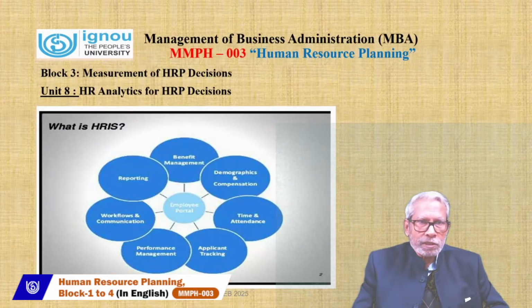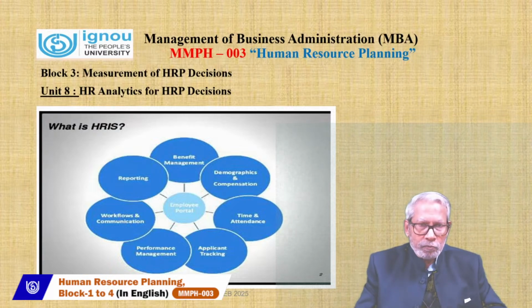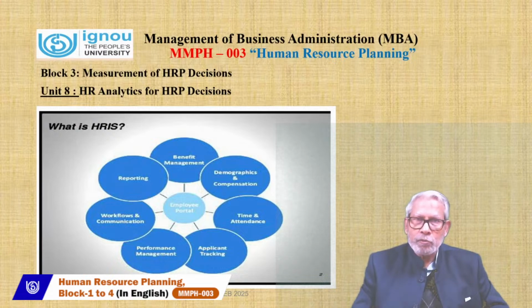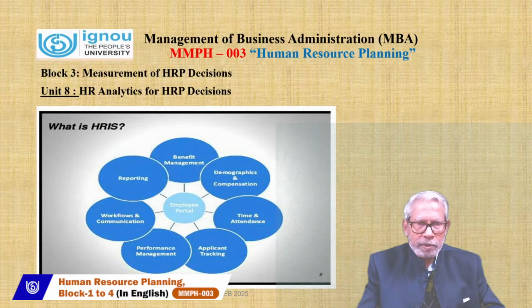Then some of the diagrams are the HRIS, your human resource information systems, where it encompasses the employee portal. It's called the reporting, the benefits management, then your demographic competencies, compensations, time and attendance, then your application tracking, performance management. So all of these things are encompassed by the employee portals.